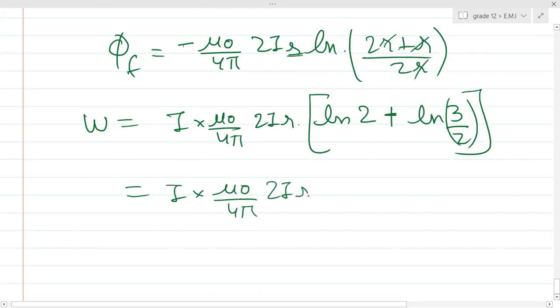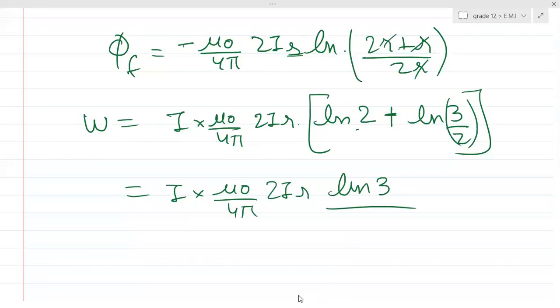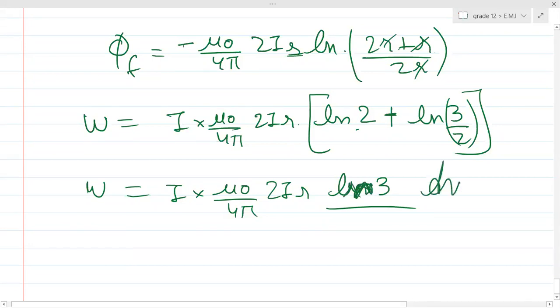ln m plus ln n is ln m into n. So the answer will be ln 3, right? Is this clear, guys? Any doubt? So I think the questions on magnetic flux and this rotation are pretty much clear to you, right?